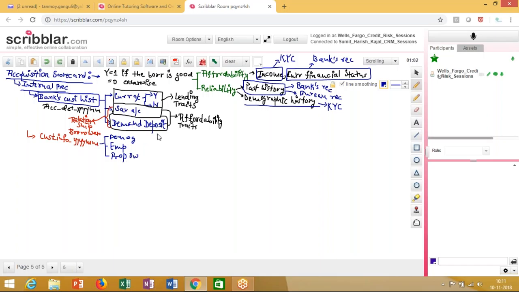Now these are essentially the affordability and reliability information associated with the bank. So these are typical reliability traits of the borrower. How reliable is a particular borrower for lending the product? So over here, what we have is reliability traits.